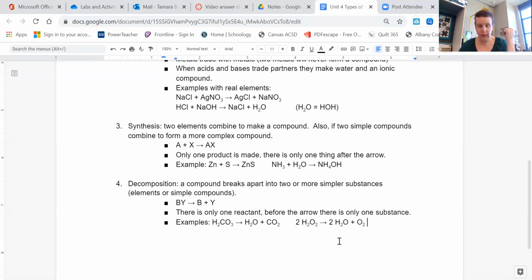Okay. So those are 2 examples of decompositions. And again, it can be even more simple than this if we break something apart into 2 elements.